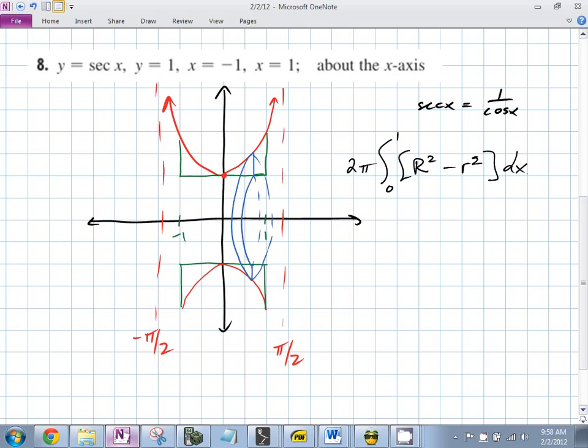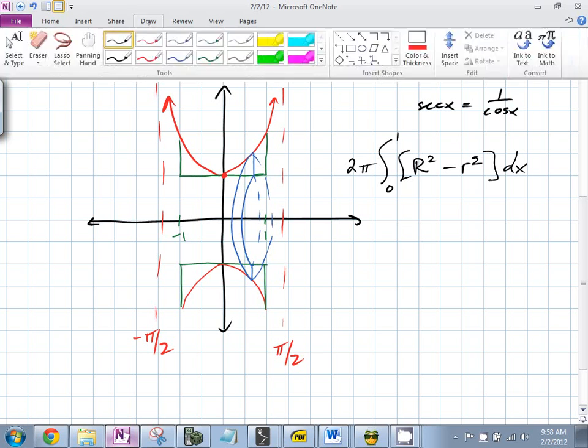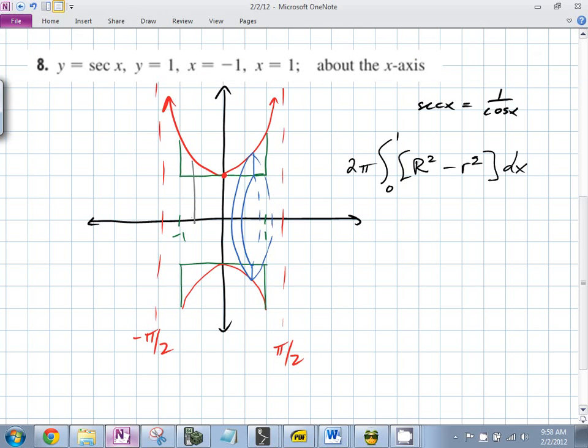And in this case, let's draw the actual radii in. We know that this right here, from there to there, that's the big R, and from here to here is the small r. Do you agree with that? So what is the big R in this case? It's going to be 1 over cosine, which is just secant x. Leave it as secant. That's correct.